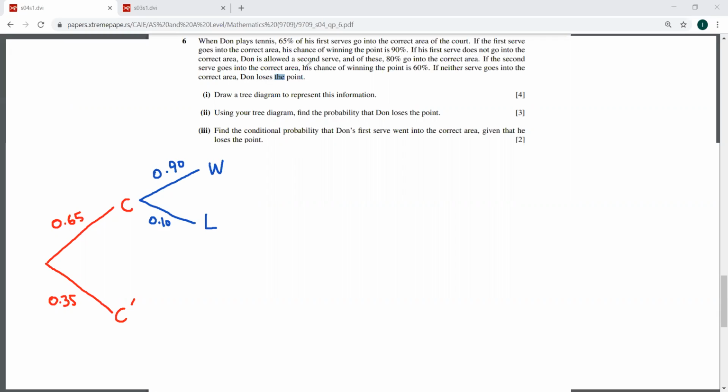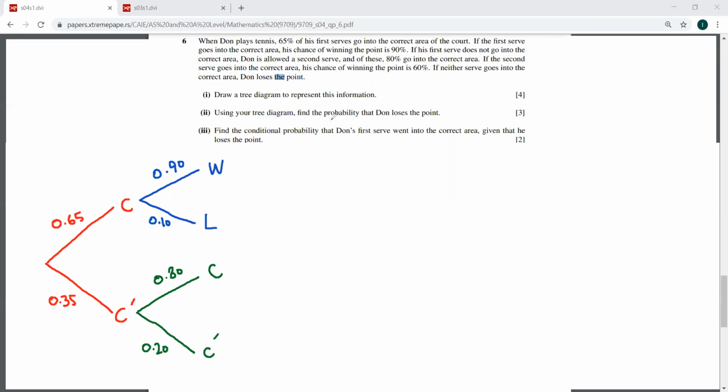It says if his first serve does not go into the correct area, Don is allowed a second serve, and of these, 80% go into the correct area. So we gave him a second chance, and now 80% of the serves are going into the correct area. So this is 0.80, and obviously this will be 0.20.